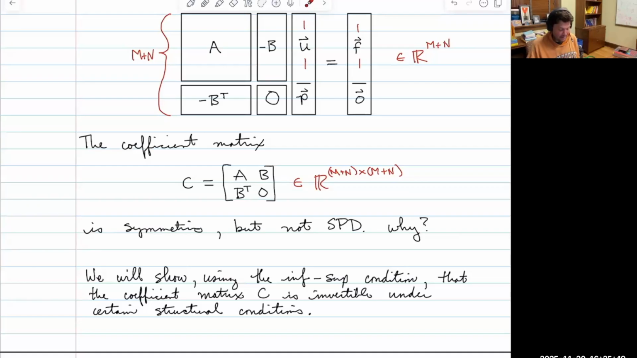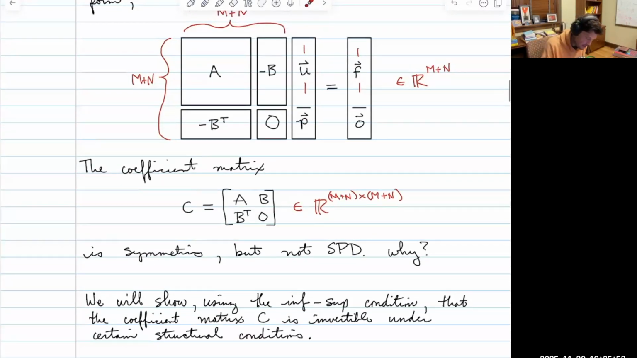Well, this coefficient matrix, what's nice about it is that it is symmetric. If I take the transpose of it, I get exactly the same thing back, but it's not SPD. And the reason why it's not SPD is because every SPD matrix has a very nice property that I can check: strictly positive diagonal entries. Well, this matrix does not have strictly positive diagonal entries precisely because of this lower right-hand block. The diagonal entries of the matrix A will be strictly positive, but not so for this 0 block. The entries in every position are exactly 0, so certainly the diagonal entries are also 0.